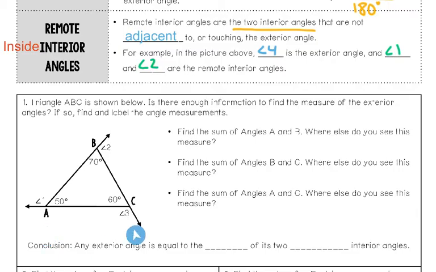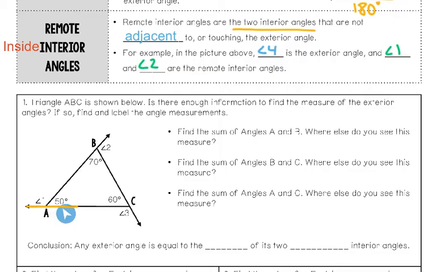Now we're looking at this picture, and it says triangle ABC is shown, and we want to determine if there's enough information to find the measure of the exterior angles. First, we need to figure out what the exterior angles are in this picture. Angles 1, 2, and 3 are the exterior angles. They're outside of the triangle, and if we can find those, we want to label those angle measurements. I can tell you right now, we absolutely can find those just because of what I showed you up above.